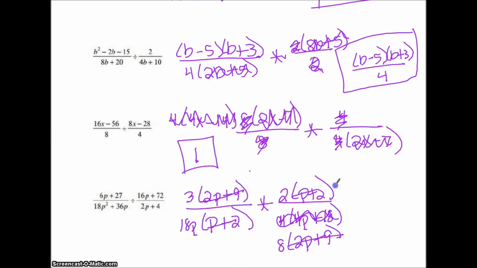P plus 2 is going to cancel. 2 will go into the 8 4 times. 3 will go into the 18 6 times. So if you look at the top, there is nothing left, so you put a 1 up high. We have a 6, a p, and a 4. So that becomes 24p on the bottom. You do have an exclude. P cannot be 0.